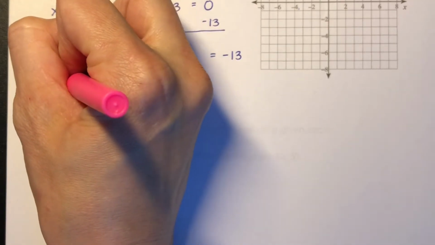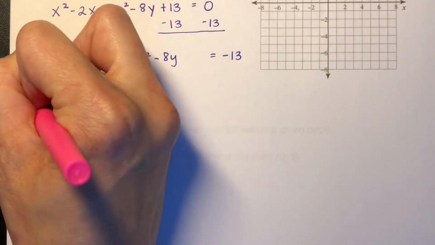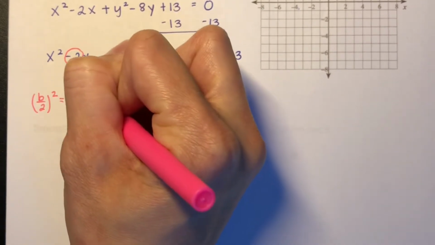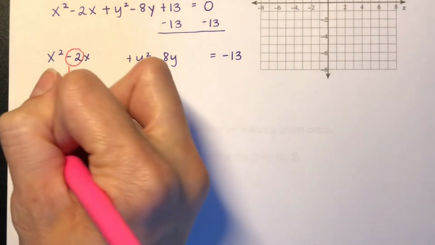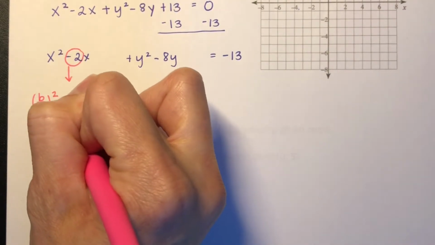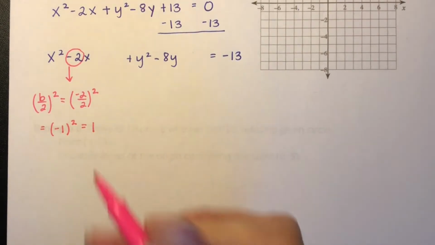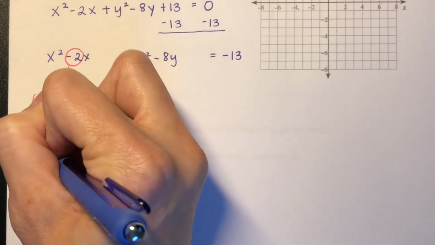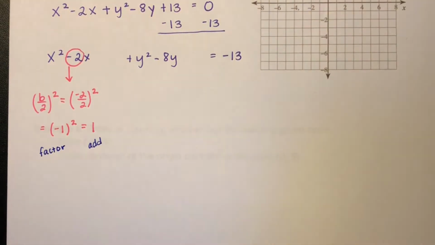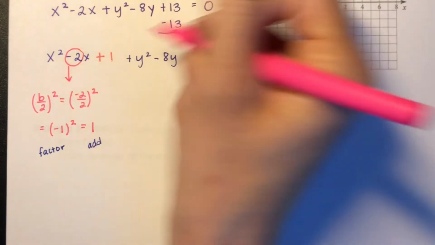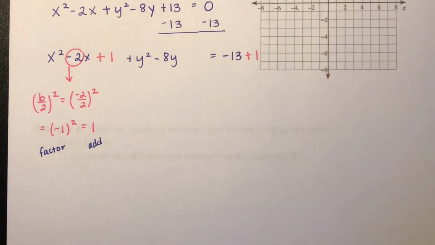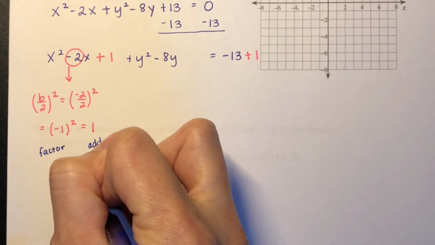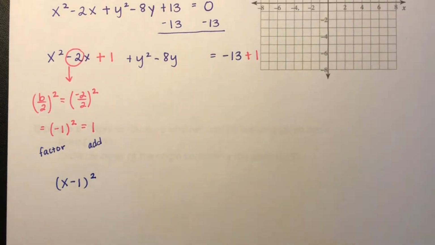So here, b is negative 2. So when I complete the square, I take b, I divide it by 2, and I square it. So negative 2 divided by 2 squared gives negative 1 squared, which is positive 1. So I'm going to add positive 1 to both sides of my equation, and negative 1 is what I'm going to use when I factor. So I'm going to go ahead and add 1 right now to complete the square. And I'm going to factor my x's right away. So x minus 1 squared, and now I can go ahead and move on to my y's.